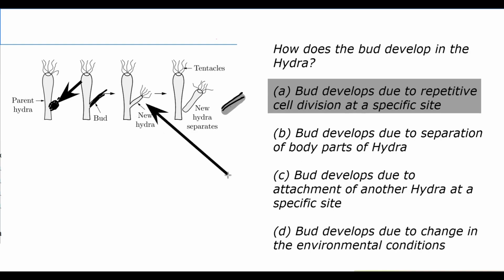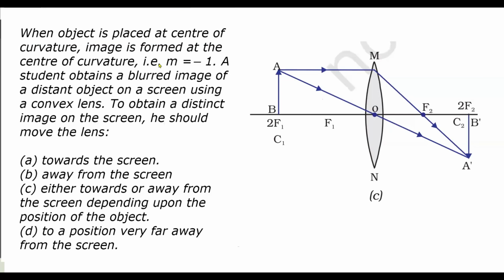Many a times it remains attached to the parent plant, but develops due to the attachment of another hydra at a specific site — this is incorrect. And the bud develops due to change in the environment condition — obviously totally incorrect. So we'll say that this is the correct answer.